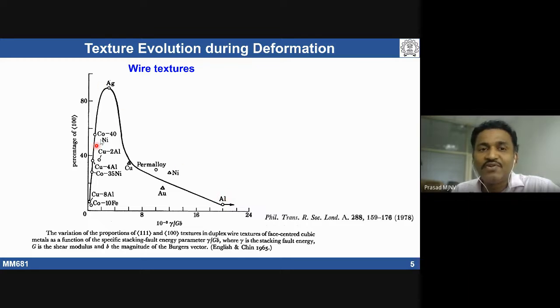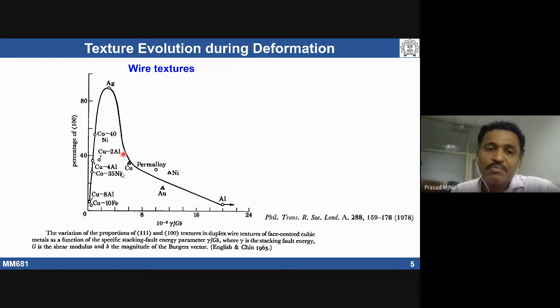the texture evolution as a function of stacking fault energy, if you see here, we are going to have more 111 texture. The 111 fiber texture will be more in aluminum, whereas in silver the dominant texture is the 100 texture. Afterwards, again, we do see a change in texture component. The ratio is again going to change. Your 100 texture component is going to come down, and again the 111 texture is going to evolve.